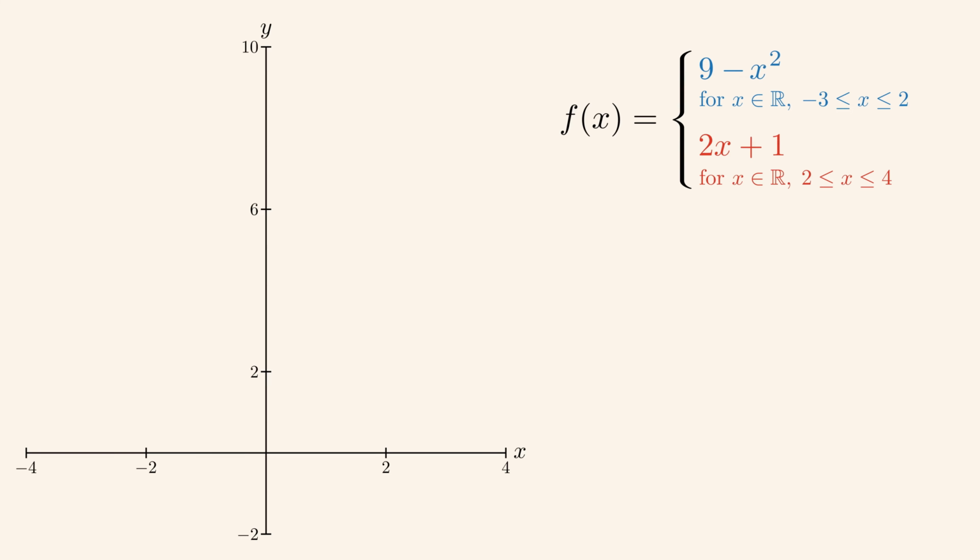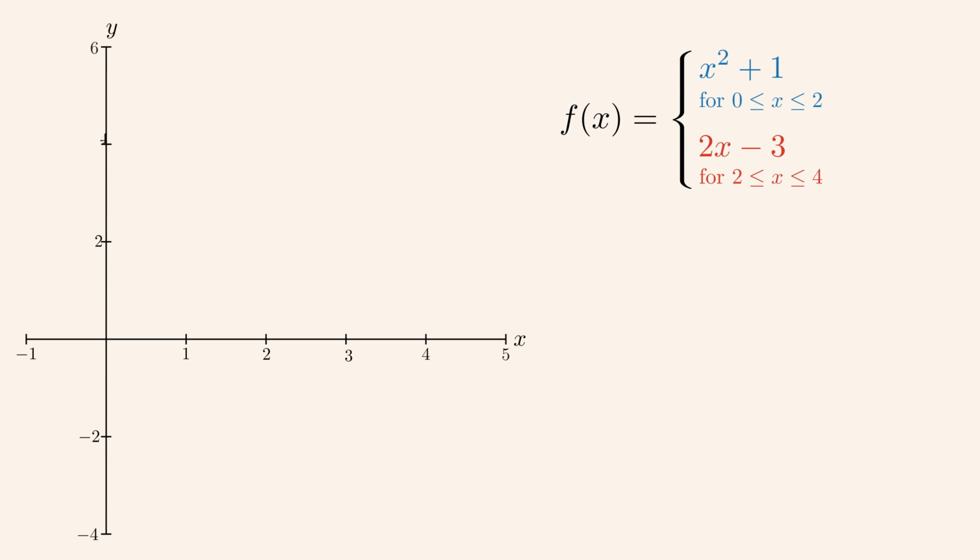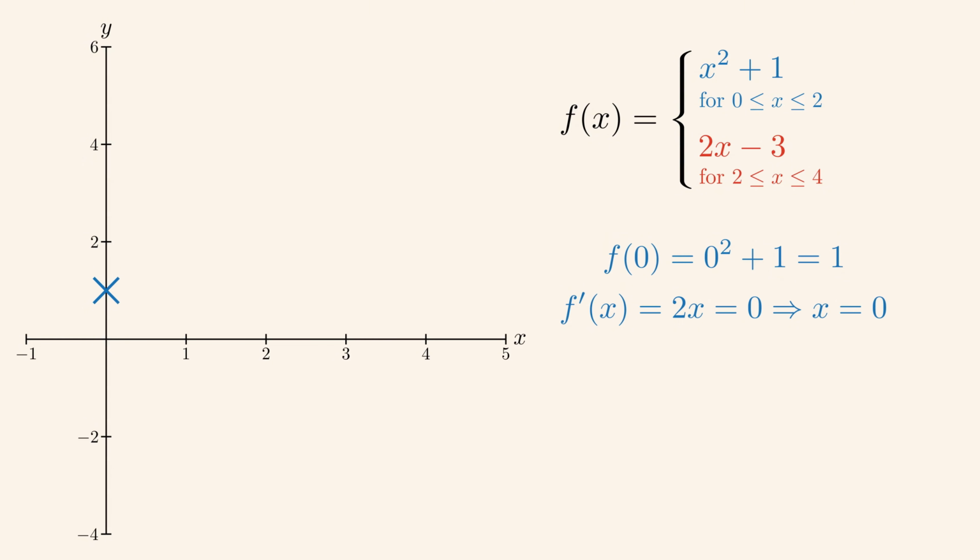Our final example is another piecewise relation, where the blue part is a quadratic and the red part is linear. As before, we begin with the blue piece. We find the leftmost point at x of 0 and mark it on the graph. The minimum point also occurs at x of 0 in this case, so it's the same point as the leftmost point. The rightmost point occurs at x of 2. The function value there is 5, so let's mark that point. Now let's sketch the quadratic by joining the markers.